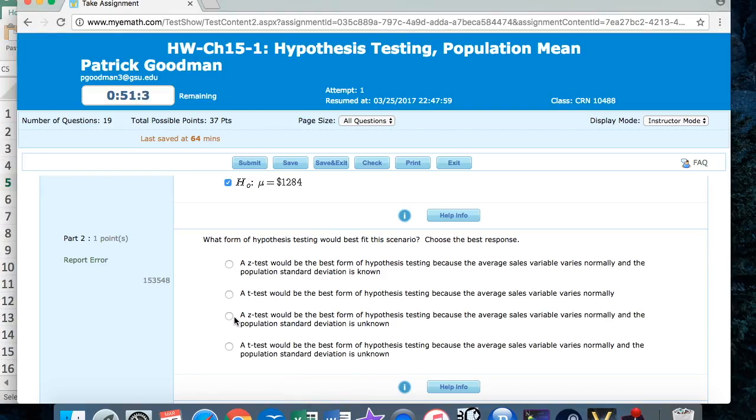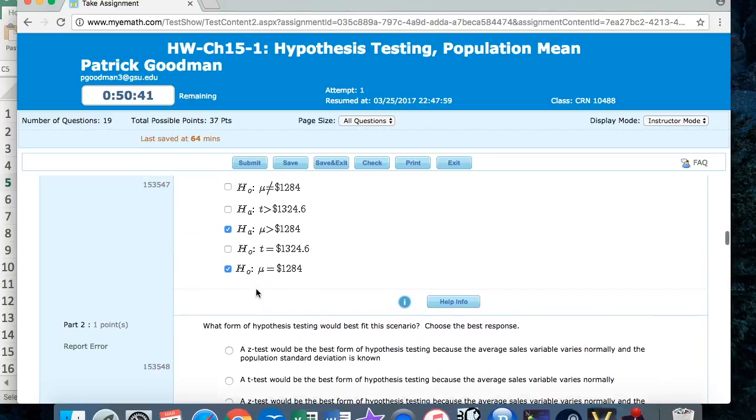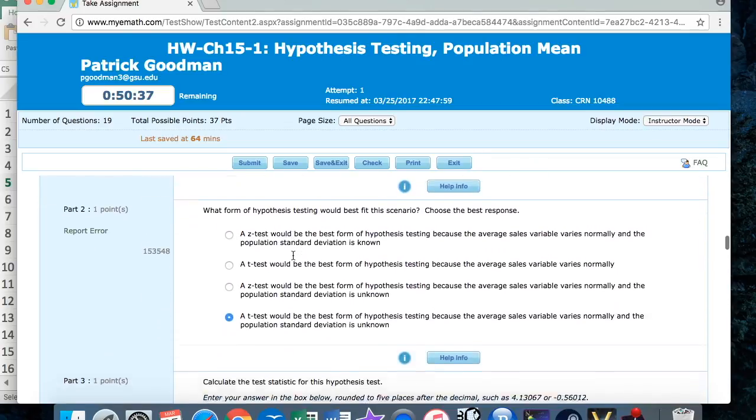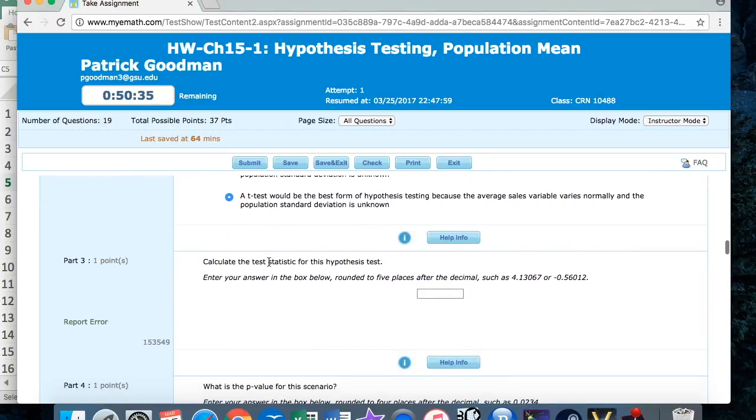So then right away we say a t-test would be the best form of hypothesis testing because the average sales variable varies normally. That's a ludicrous answer. Doesn't make any sense. So let's go with this one: a t-test would be the best form of hypothesis testing because the average sales variable varies normally and the population standard deviation is unknown. Yes, that makes sense. We don't know the population standard deviation. It's not given to us here. So we can't use a z-test, we got to use a t-test.